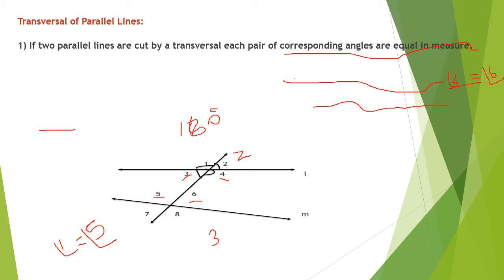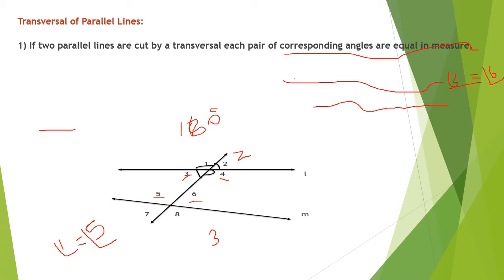So when we draw a transversal, there are some angles formed, right? And they are saying that corresponding angles are equal in measure. So here what are the corresponding angles? One pair, 1 and 5. So we can say angle 1 equal to 5. The same way angle 3 equal to 7. Why? Because they are saying that corresponding angles are equal.